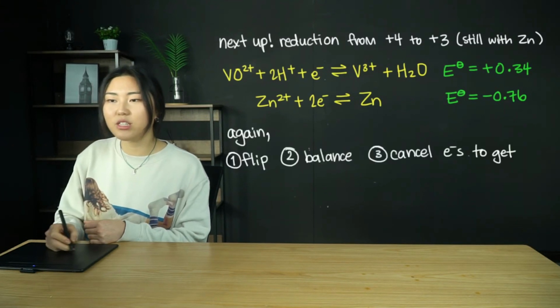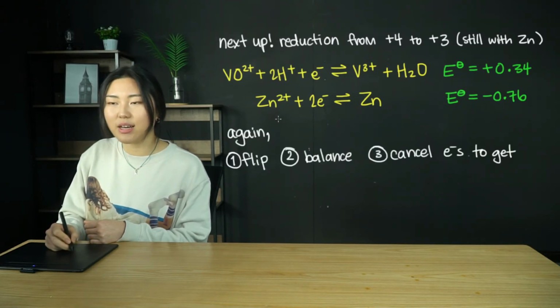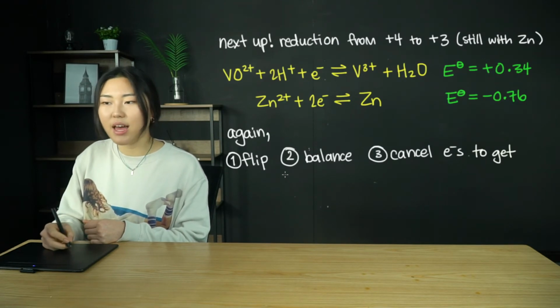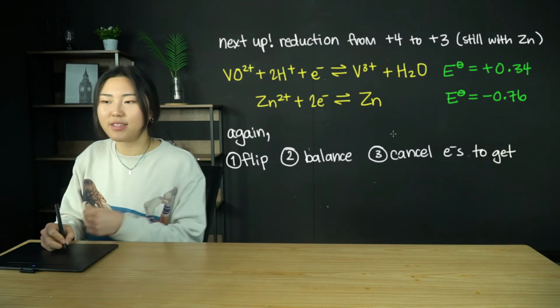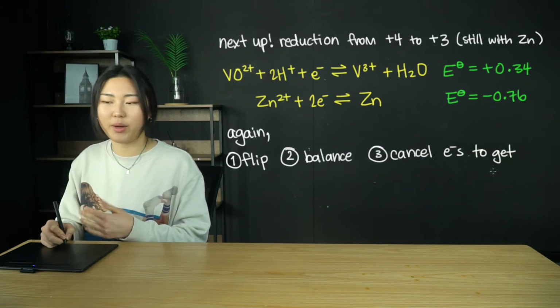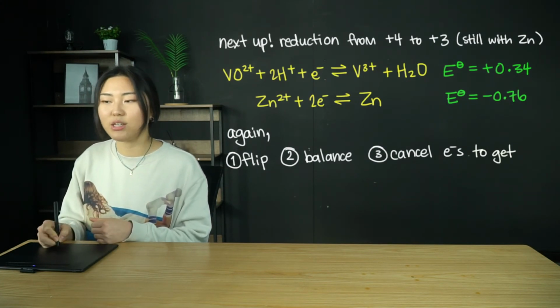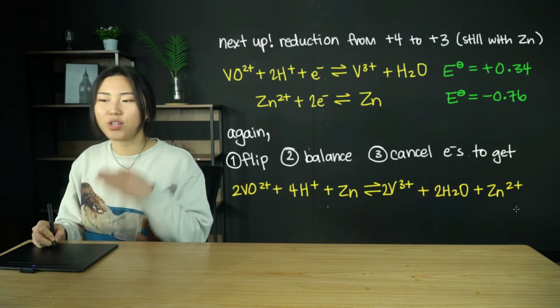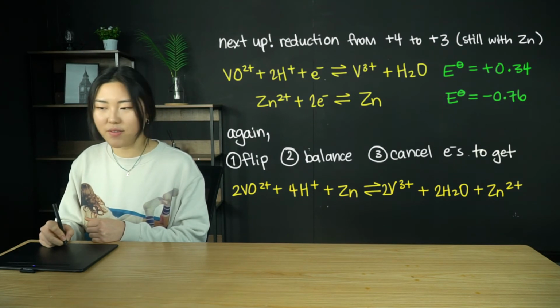So again, we're going to flip the zinc's reduction equation, and we're going to balance it and balance the electrons, and we're going to cancel the electrons using simultaneous equations to get this overall equation. So try it by yourself and check the answer. Okay, you can pause the video and try it.